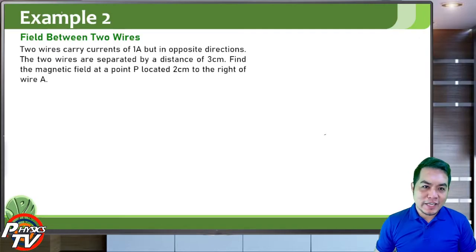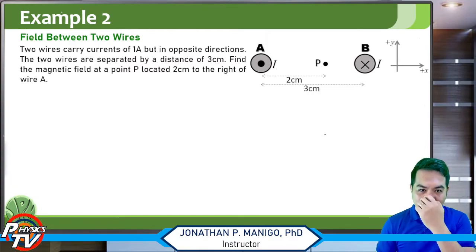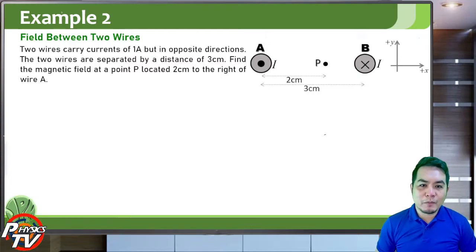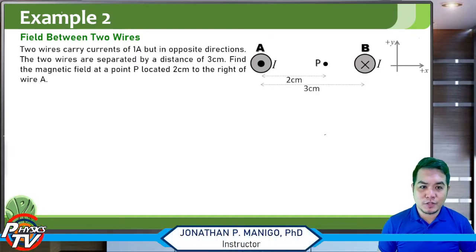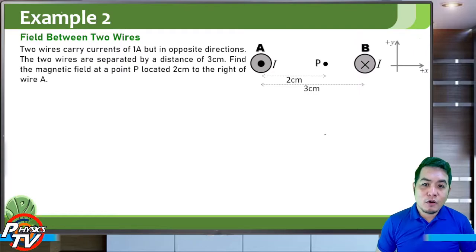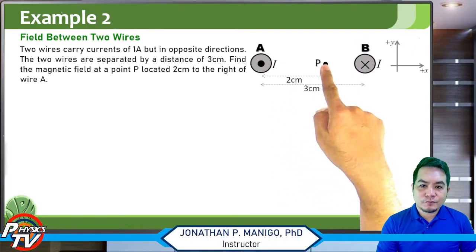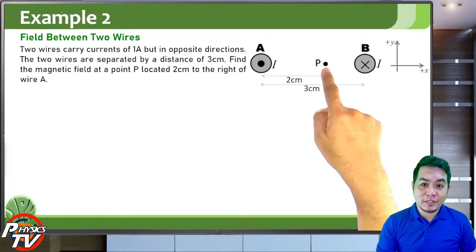Okay, let's consider a current carrying conductor. So let's try to find the magnetic field between two wires. Two wires carry currents of 1 ampere but in opposite directions, so this will actually result in a repulsion. The two wires are separated by a distance of 3 centimeters. Find the magnetic field at a point P located 2 centimeters to the right of wire A. So there's point P here, and you are asked to find the magnetic field at this point.